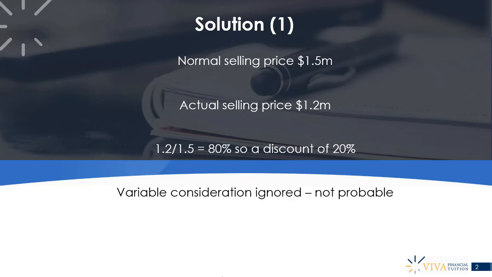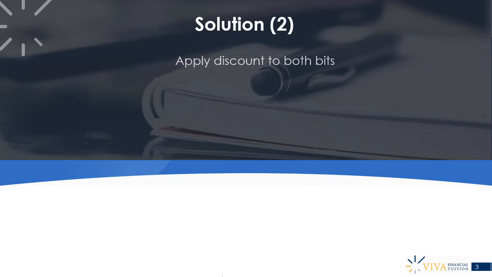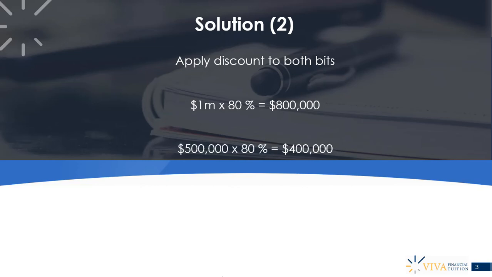As we said briefly on the previous slide, the discount is going to apply to both bits. We don't say we're going to give an 80% discount on just the equipment or just the service arrangement. It's 80% discount on both. So that means the normal price for the equipment would be $1 million. 80% of that is 800,000. The normal selling price for the service agreement, 250,000 a year, would be 500,000 in total. 80% of that is 400,000.